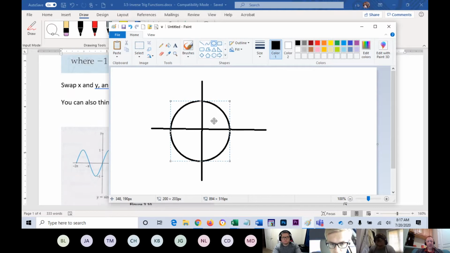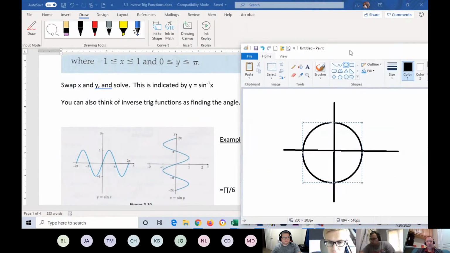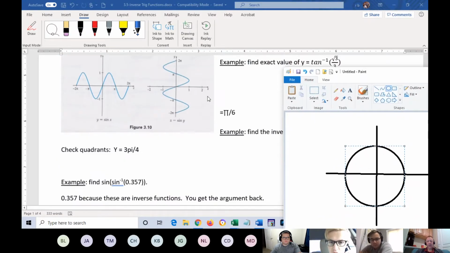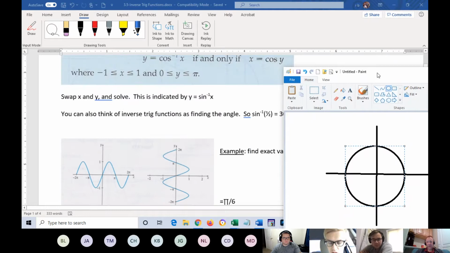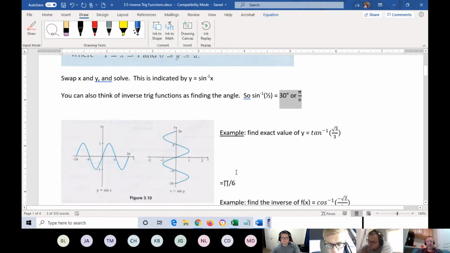Okay, so if we assume this is the unit circle, so these will all be one, the easiest way to think about it is, you know that the sine of 30 degrees is 1/2. So the inverse sine of 1/2 is going to be 30 degrees. So sometimes it's easier to think of it in terms of, well, what's the sine of that? Sine of 30. Does that make sense? Yeah. Okay. So it works the same way with the inverse tangent.